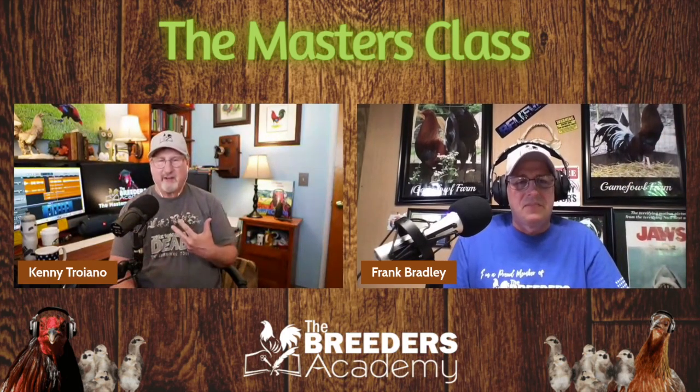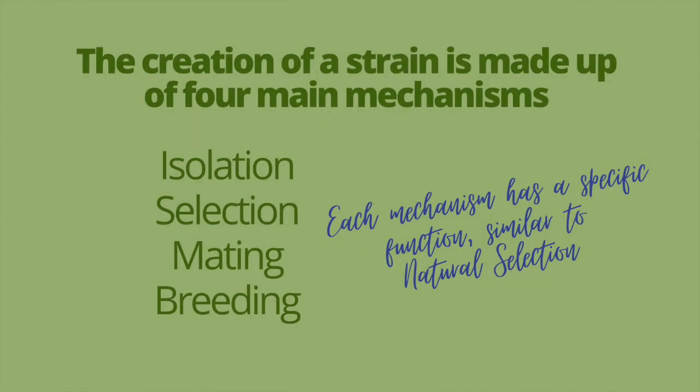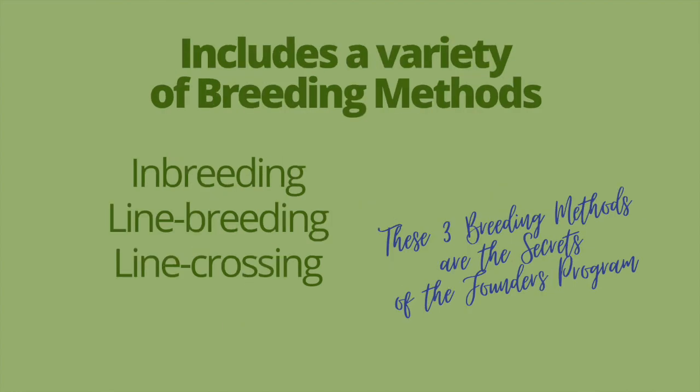It'd raise everybody's standard. The last mechanism we were talking about is breeding and breeding programs. This includes a variety of methods of breeding, such as inbreeding, line breeding, and line crossing. I know we use more than that when you look at the entirety of the Founders Program, but these are the main mechanisms that make it work. They're considered the secrets of the program.